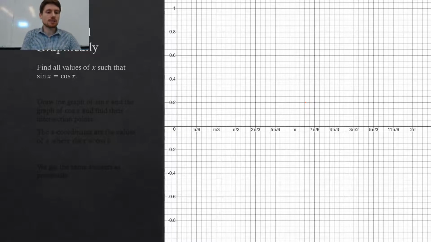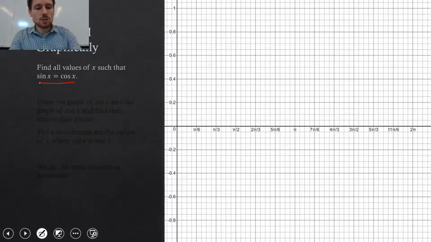When we find the intersection points, that's going to tell us the x's, the inputs, where they have the same outputs, which is what we're looking for. This means the outputs are the same. We're trying to find what x's, what inputs, give us the same outputs. So we'll start off with sine of x. I'm going to graph sine in red, because why not? And then we'll do cosine in blue.